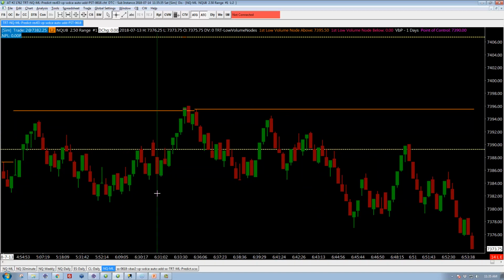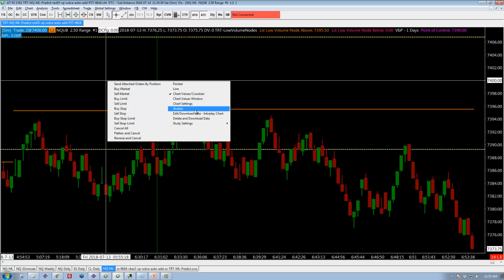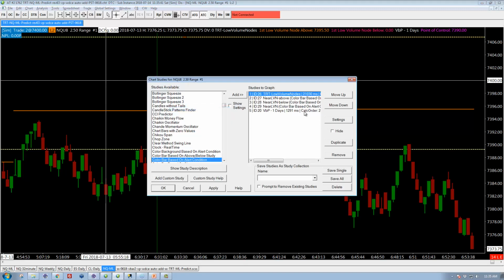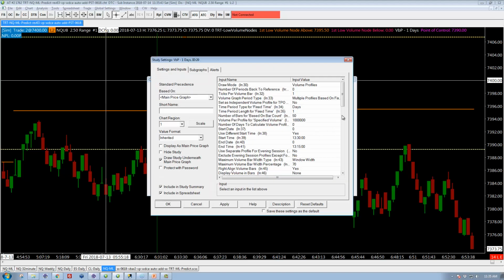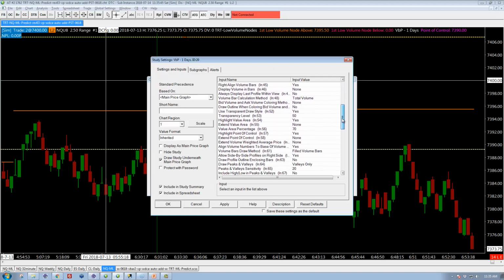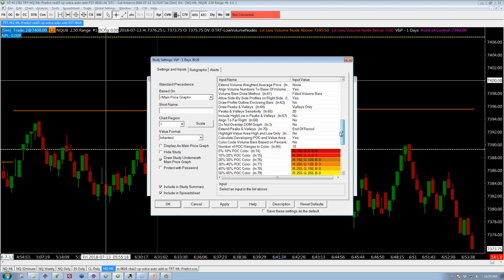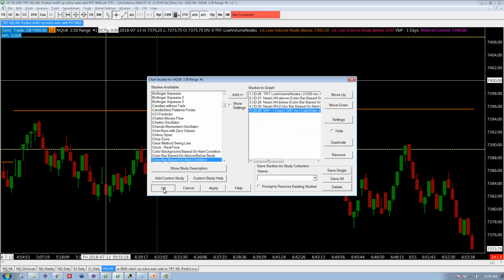So now what we have is, you really just ignore this dashed yellow line. In fact, we should remove that. I'm going to regret doing this because we're going to have to recalculate. This is a very complex study, the volume by profile study. So now we're going to have to wait for that to recalc.